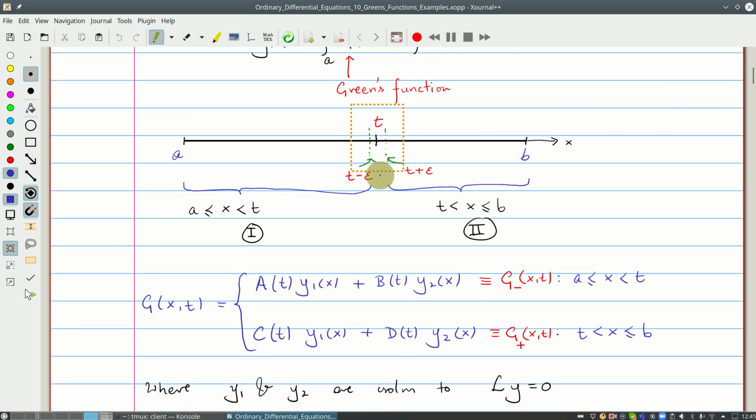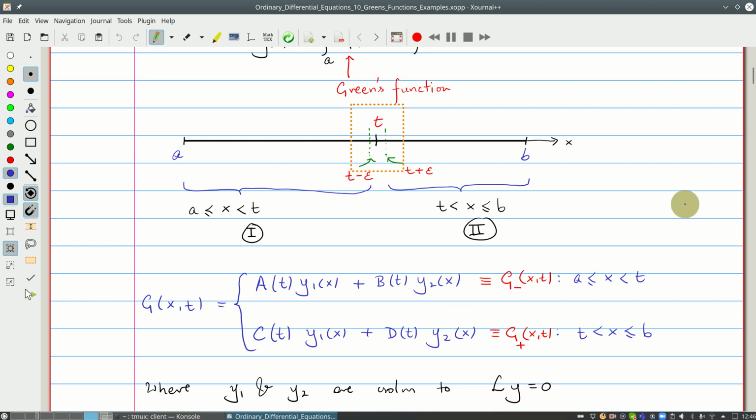Alright, and how did we do this? We took our range a to b and chose a point t which is between a and b, could be anywhere between a and b. We then have region 1 which is defined to exclude t, with a little t minus epsilon, so an epsilon neighborhood around t, we exclude t. So we have region 1 where t is excluded, we have region 2 where t is excluded, this time from x values larger than t. And that lets us define g, the Green's function, in a piecewise way, where we have a function a of t times y1 of x, plus b of t times y2 of x, where y1 and y2 are solutions to the homogeneous equation L of y is 0.